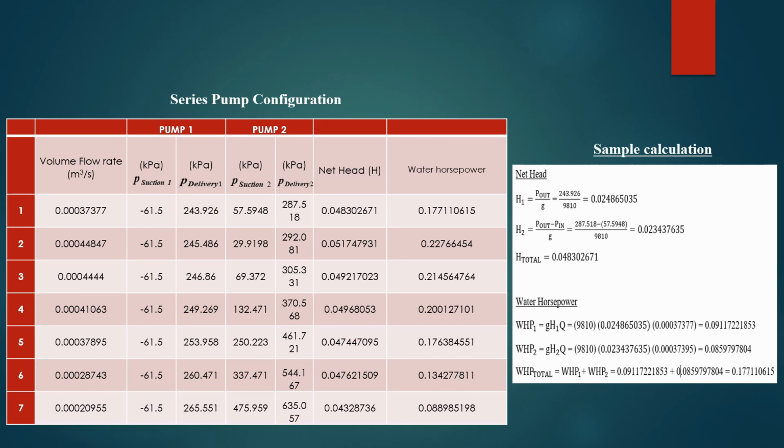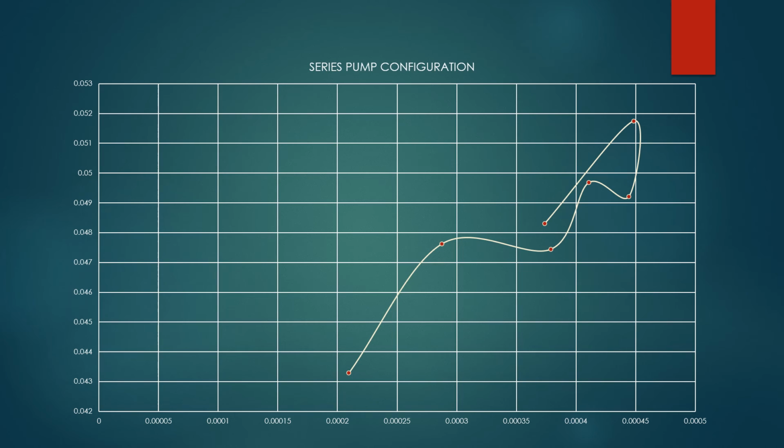And for water power, we use the volume flow rate to calculate. Water power 1 equals G times head 1 times volume flow rate, and water power 2 equals G times head 2 times volume flow rate. And the water power in total is the sum of WHP1 and WHP2. And this is the graph for series pump configuration.